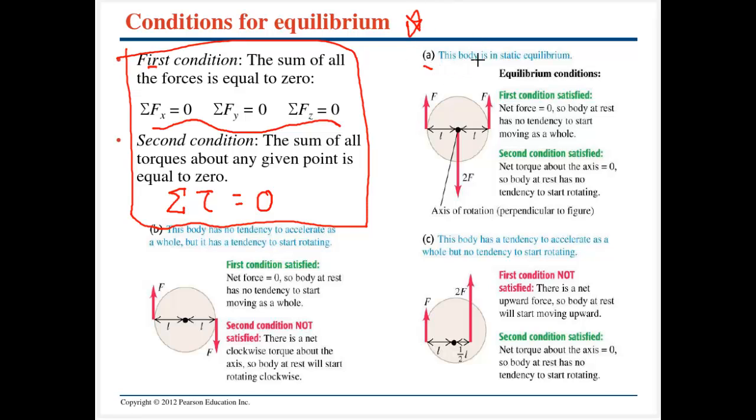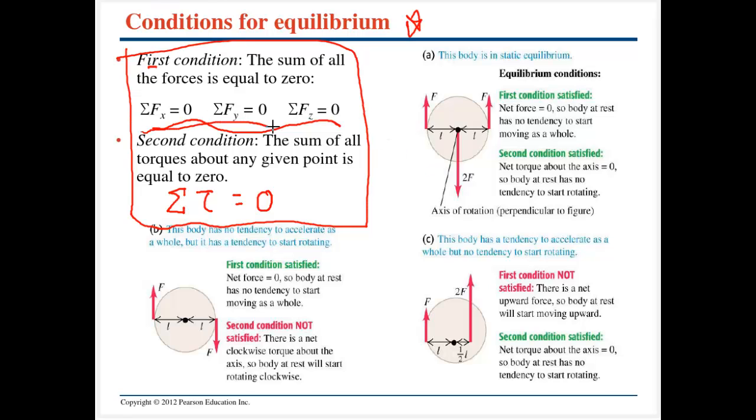Let's take a look at figure A. This body is going to be in static equilibrium. If I look at all the forces on this, there's no forces in the x or z, and in the y direction I'm going to have 2F in the positive y direction. I'm going to have 2F in the negative y direction. Therefore the sum of forces in the y direction is going to be zero, so it meets all of these criteria.